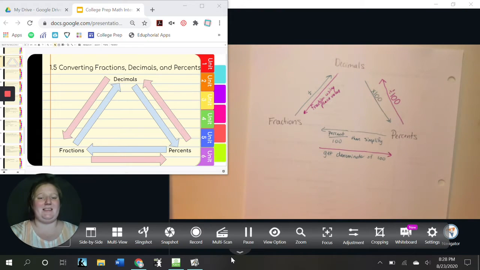And we're going to look at some examples, but basically what that means is if we have a decimal and the last number in the decimal is in the tenths place, then we put the decimal over 10. If we have a decimal where the last number is in the thousandths place, then we put the decimal over 1,000 and then we simplify. So let's look at a few examples of what that would look like.